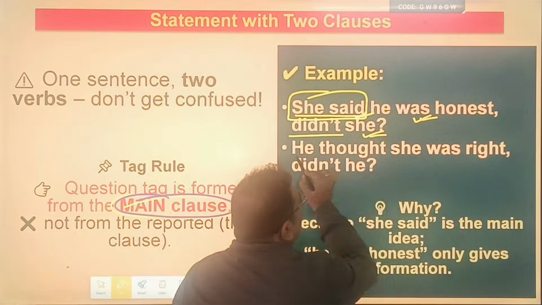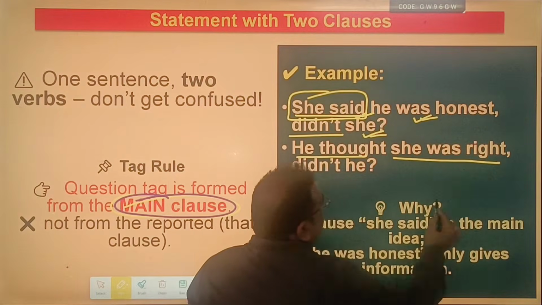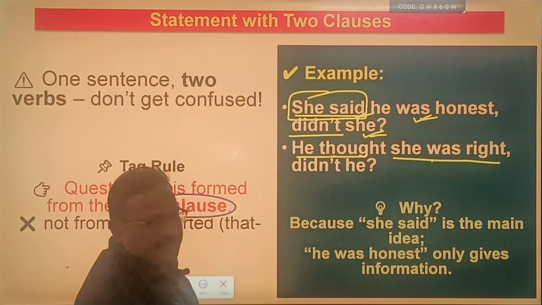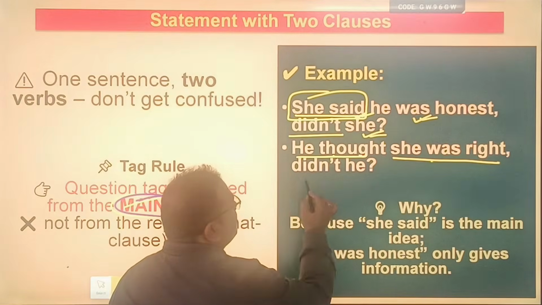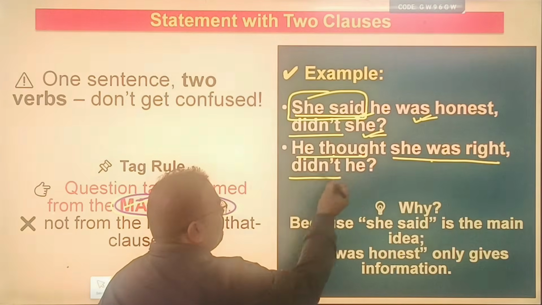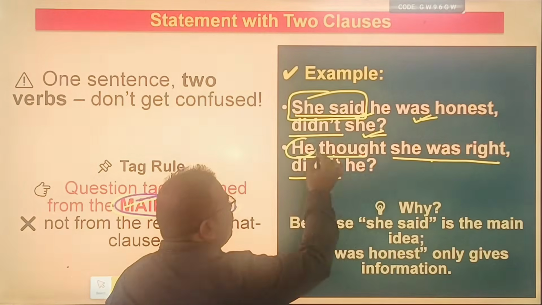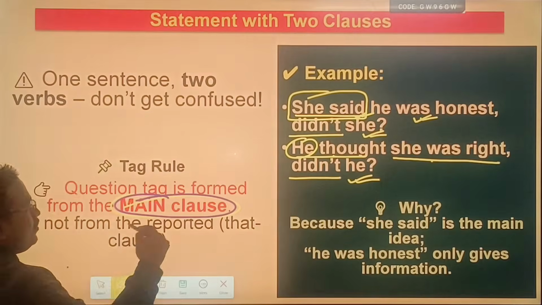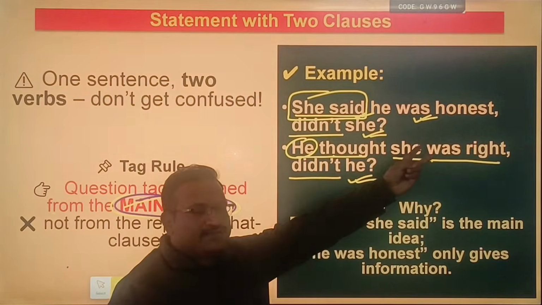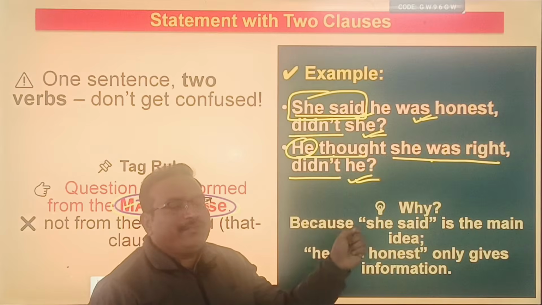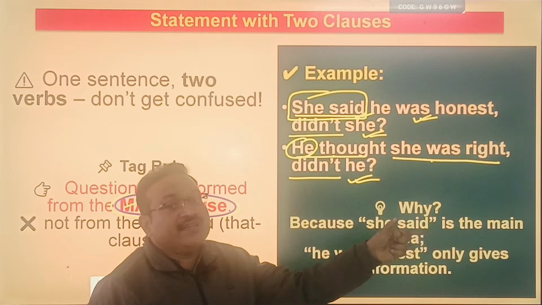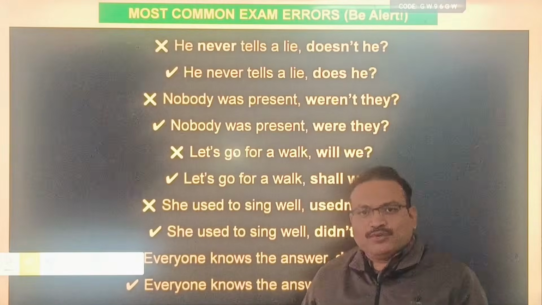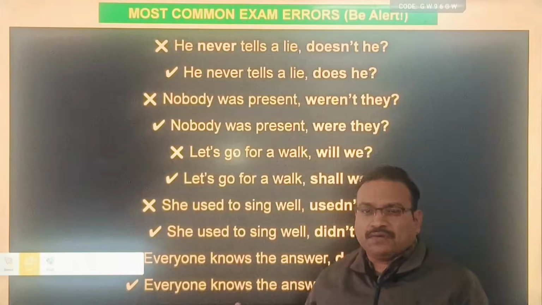He thought she was right. First clause, second clause. He thought is the main clause. Yes or no? So past simple, so didn't. Why didn't? Because past simple and pronoun we have he, didn't he? So what I mean to say is that when you have two verbs in the sentence, then you have to pick up the verb from the main clause to change the tag. As simple as that. We have almost completed the important rules of question tag.